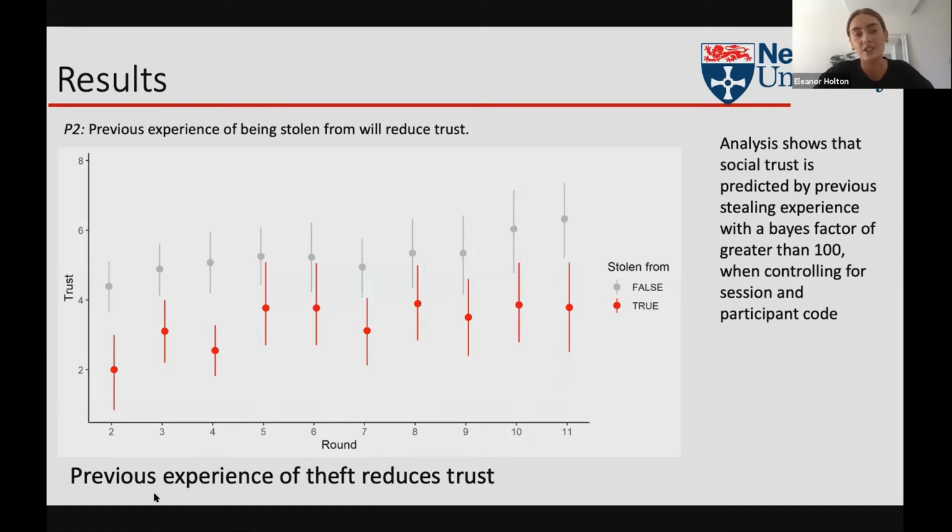Our second prediction was also satisfied. So we did find that previous experience of theft reduces trust. So you can see from the red dots, the red points along the bottom, these show people that have previous experience of being stolen from. And the grey show people that do not have previous experience of being stolen from. And you can see that people that do, their trust is consistently lower across the rounds. Again, we produced a Bayes factor of greater than 100, showing very strong evidence for this prediction.